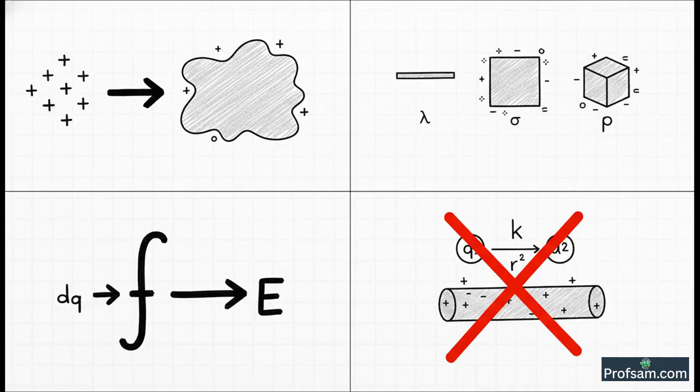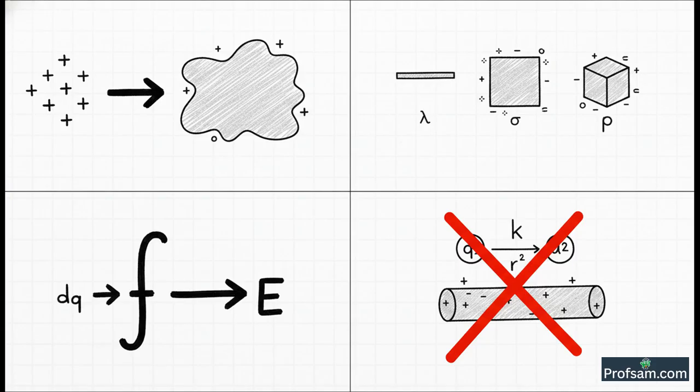Okay, so let's quickly summarize the key takeaways from today. First, for large objects, we treat charge as a continuous smear, not as individual points. Second, charge density, lambda, sigma, and rho, is the tool we use to describe that smear. Third, our master method for any problem is to break the object into tiny pieces, find the effect of one piece dq, and then integrate. And finally, the most important warning, never, ever use the simple Coulomb's law with the total charge Q for a large object. You will get 0 marks for that.